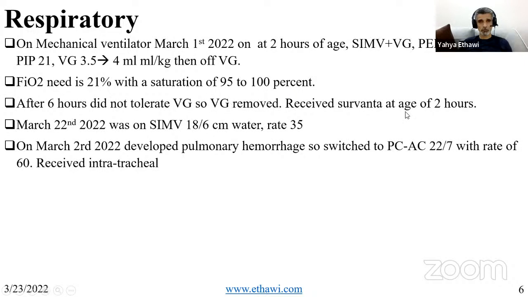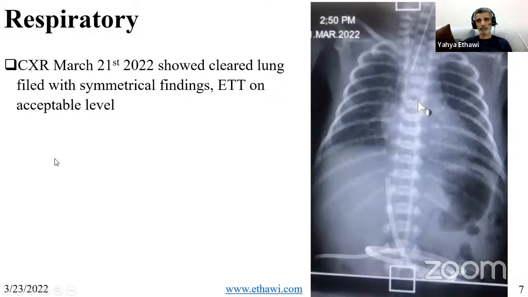So again, here we remove the VG, as I said earlier, and then we wean the SIMV. On the second day, the baby developed pulmonary hemorrhage, so we switched to PCAC with a rate of 60 and gave intratracheal adrenaline, and so on. So this is the X-ray.